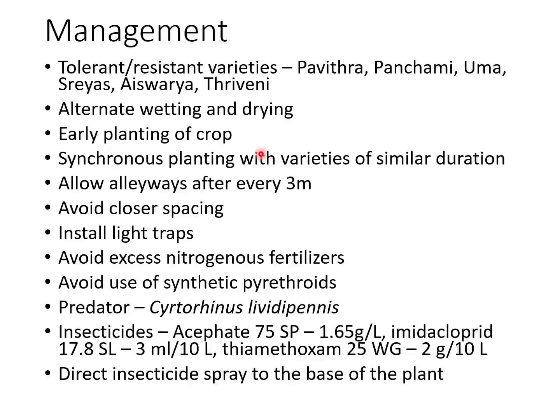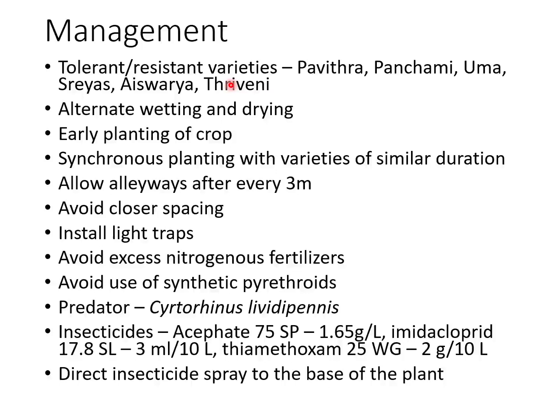Coming to the management practices, BPH, just like gall midge, also has very good resistant varieties. These mainly evolved from the Mangambu station itself. The varieties resistant to gall midge and BPH are one and the same: Pavitra, Panjami, Uma and Shreyas. So you can remember them. Aishwarya and Triveni are BPH resistant varieties from RARS Patan. So we have resistant varieties.